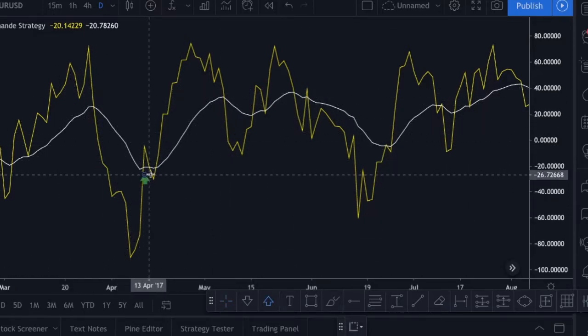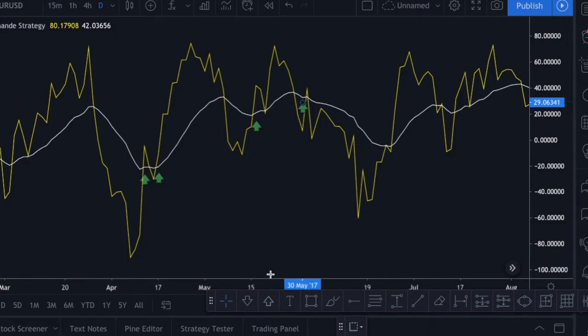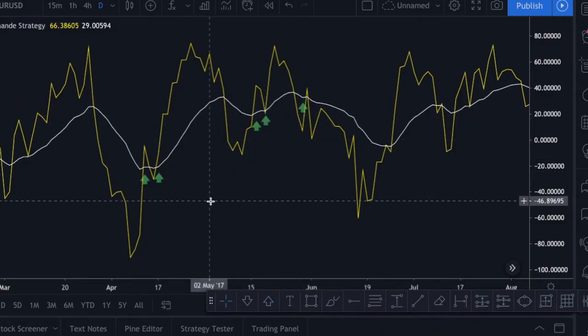So we'd be taking a buy there and then another one right away if we were not in the trade. One there, and can't miss that little guy right there too.